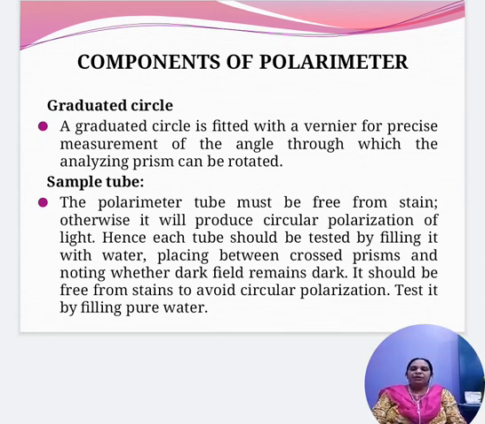The sample tube. The polarimeter tube must be free from stain, otherwise it will produce circular polarization of light. Polarizations are of two types, linear polarization and circular polarization. We are considering here linear polarization only, so circular polarization must be eliminated. So the polarimetry tube must be free from stains. If there are stains, it undergoes circular polarization.